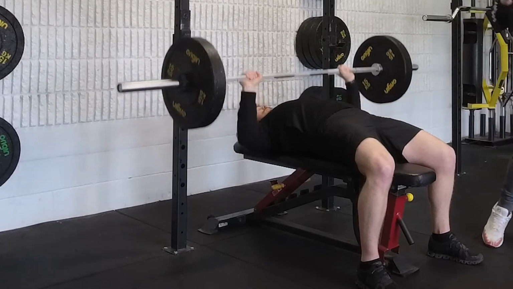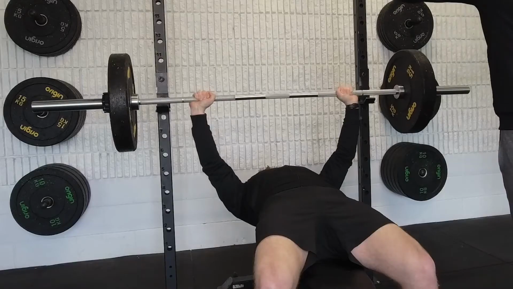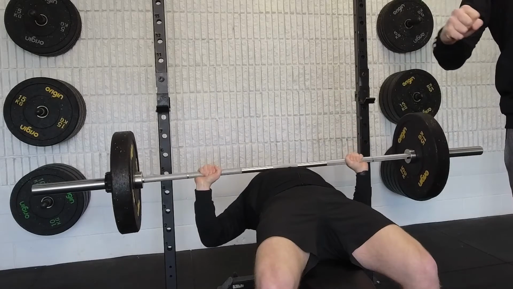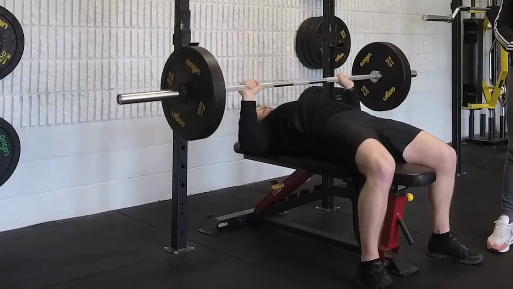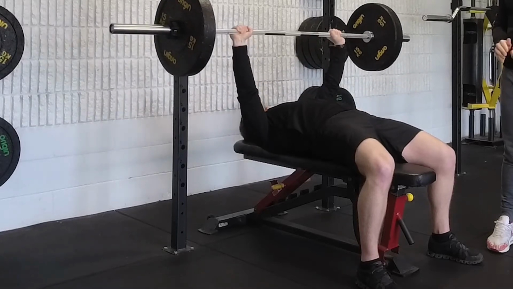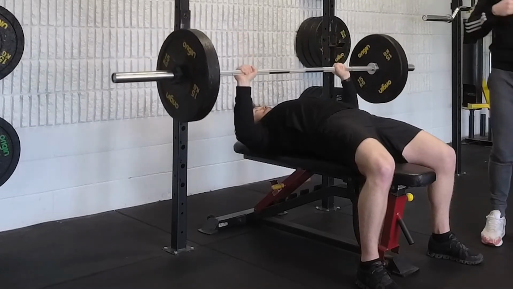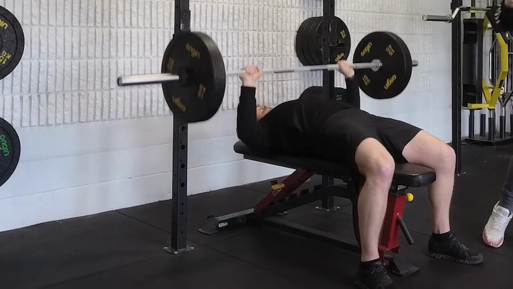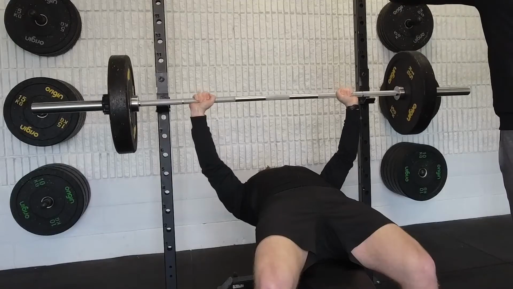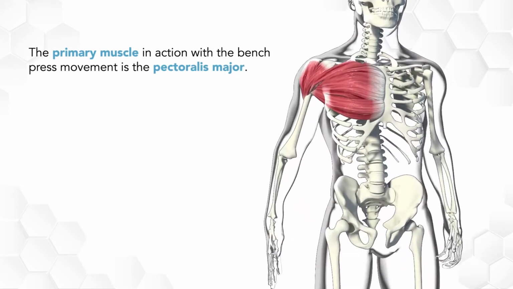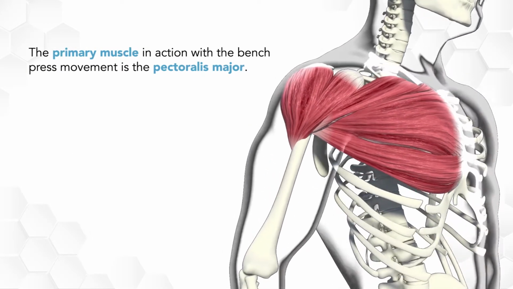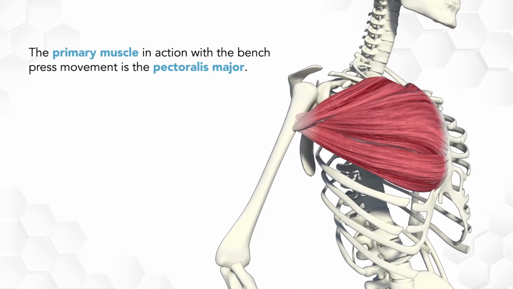The barbell bench press is a compound, multi-joint exercise designed to target many muscles in the upper body. During the eccentric phase, the body goes through shoulder abduction and elbow flexion, and during the concentric phase, the body goes through shoulder adduction and elbow extension. The primary muscle in action with the bench press movement is the pectoralis major.